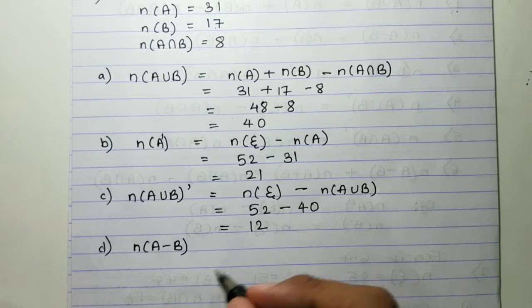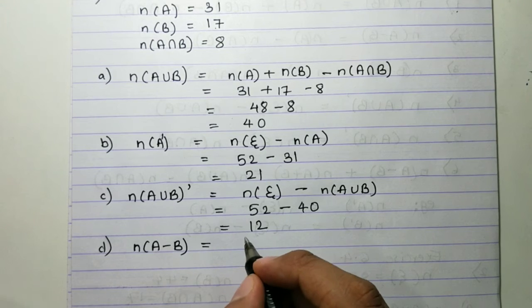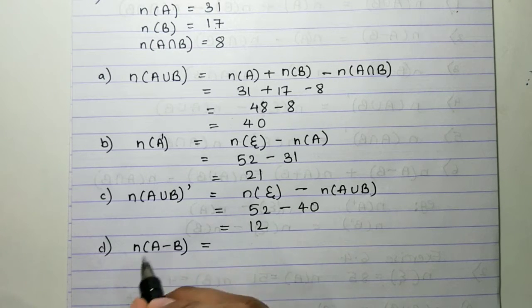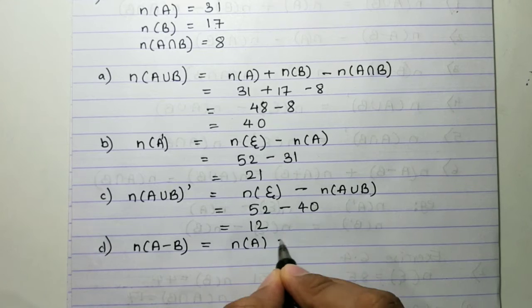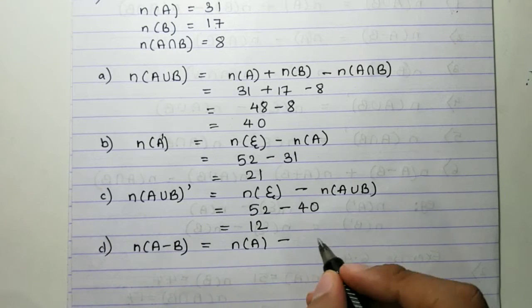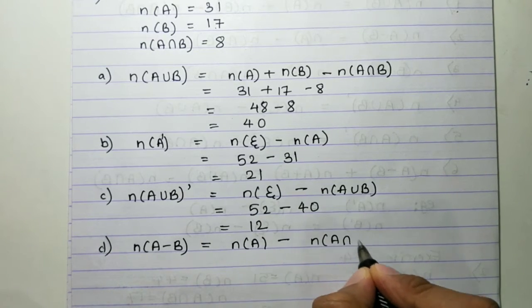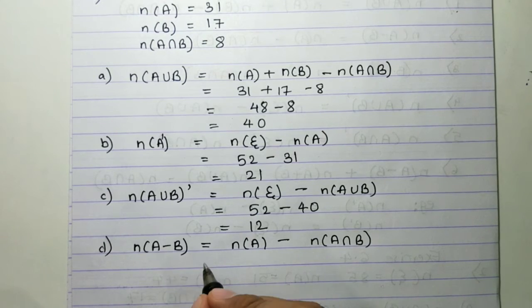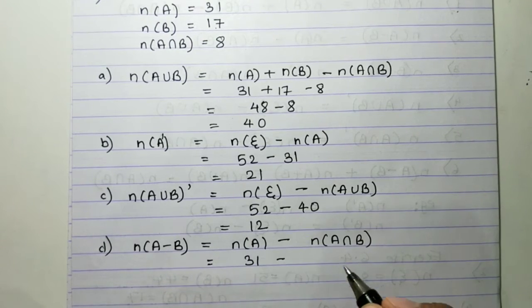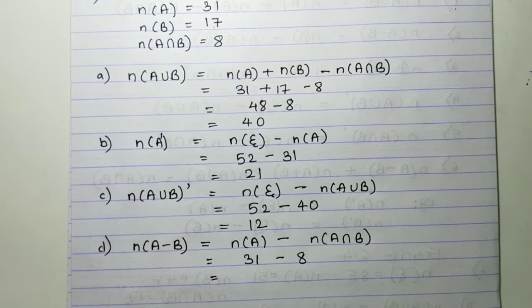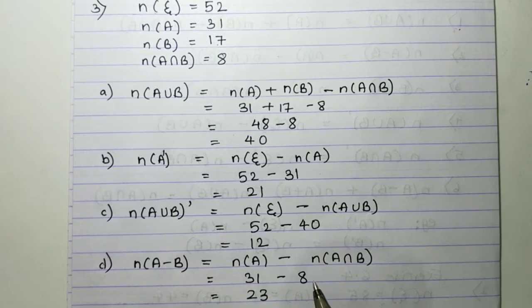A minus B. What is A minus B? How to find A minus B? From A subtract what is common between A and B, minus A intersection B. So A is 31, A intersection B is 8. Answer will be 23. This is your third sum.